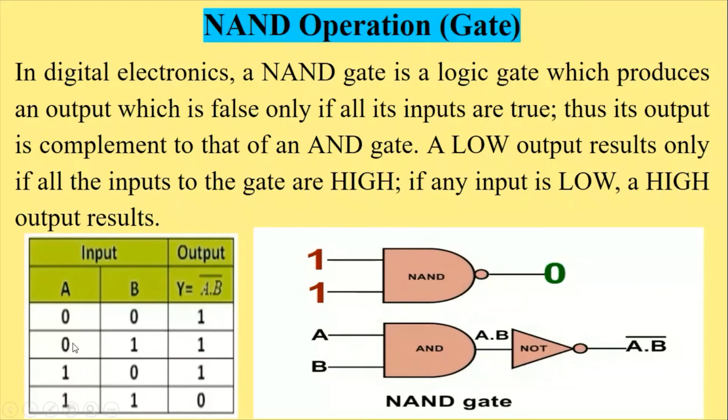Same like that, if A is 0 and B is 1, then 0 times 1 is 0, and because you are taking the complement of the output, it will be 1. If A is 1 and B is equal to 0, then 0 multiplied by 1 is 0 and you are taking the inverter, so it will become 1. Same like that, the last value. After getting the output, you are taking the inverter, that is called complement.